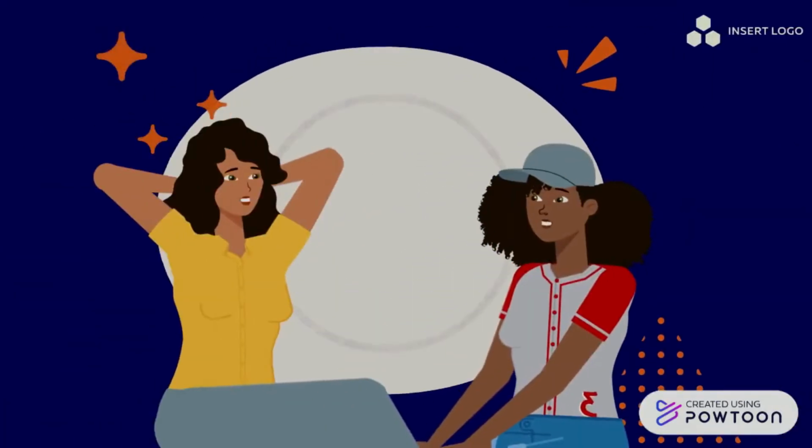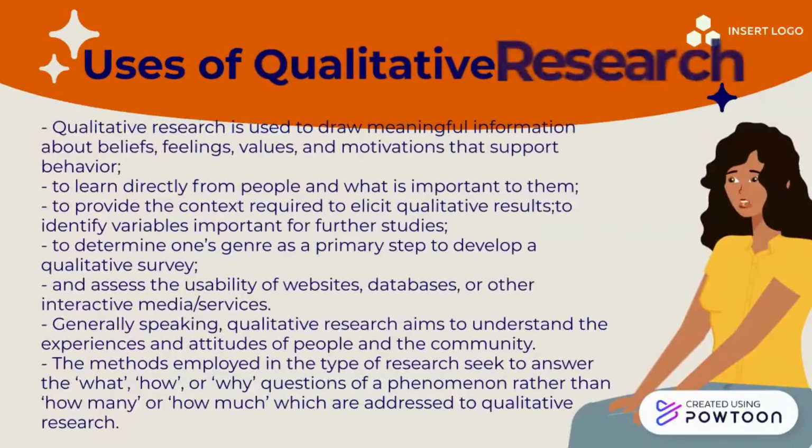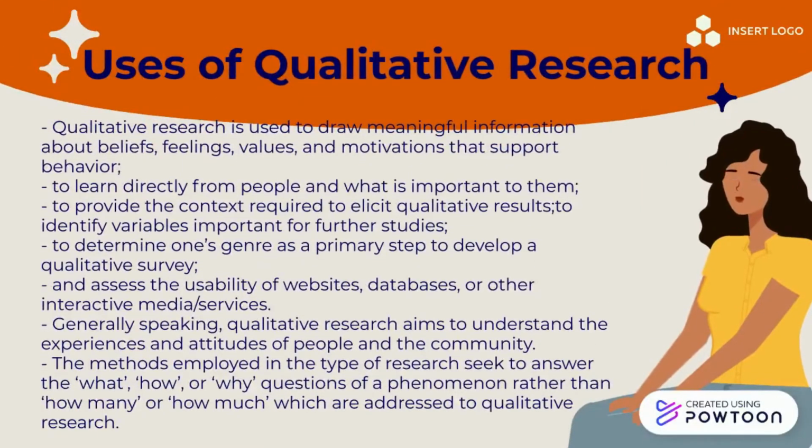So why exactly do you use qualitative research? Qualitative research is used to draw meaningful information about beliefs, feelings, values, and motivations that support behavior; to learn directly from people and what is important to them; to provide the context required to elicit qualitative results; to identify variables important for further studies; to determine one's genre as a primary step to develop a qualitative survey; and to assess the usability of websites, databases, or other interactive media/services.